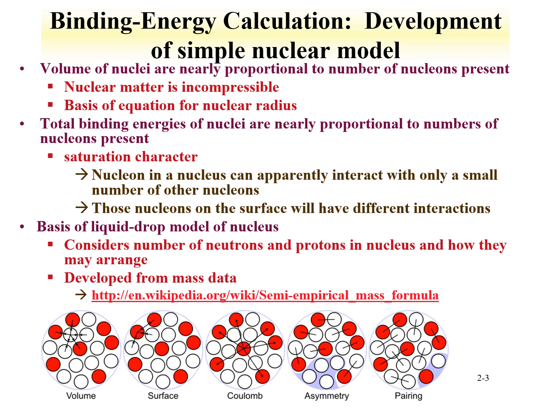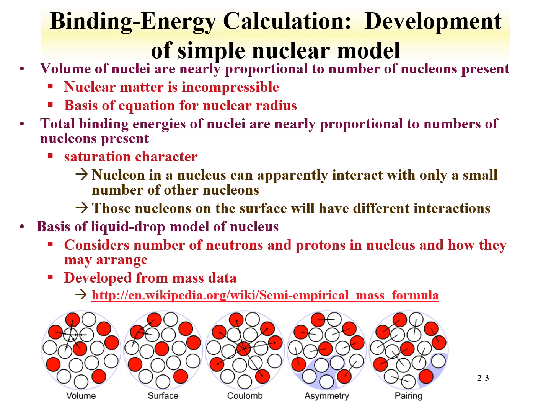So the volume of nuclei is basically based on the number of nucleons present. You can't compress nuclear matter, so the size is fundamentally based on the number of nucleons. This is the basis of the equation of the nuclear radius. Radius is just proportional to the number of nucleons. And something being incompressible sounds like water. And the total binding energy of nuclei is nearly proportional to the number of nucleons present.